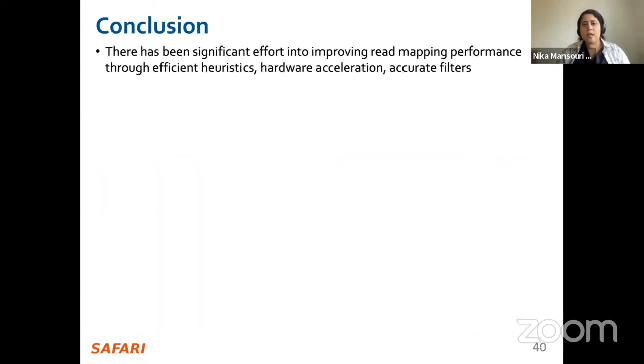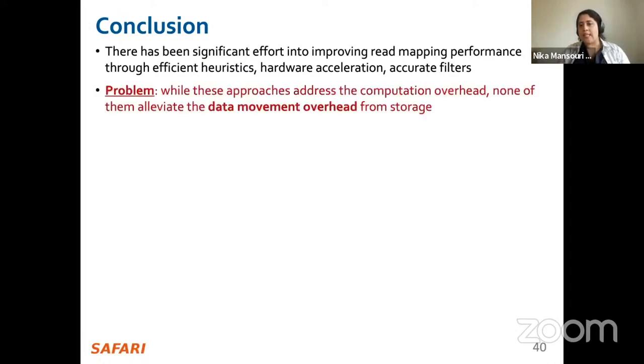So as we discussed, there has been significant effort into improving read mapping performance through efficient heuristics, hardware accelerators, and various filters that prune reads that do not require expensive computation. While these approaches address the computation overhead in read mapping, none of them alleviate data movement overhead from storage, whose impact becomes even larger when the computation overhead gets alleviated.